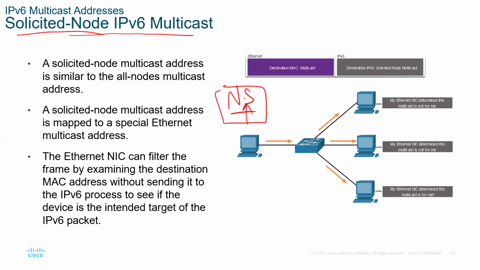Let me go through the text. We might get lost. A solicited node multicast address is similar to the all nodes multicast address. A solicited node multicast address is mapped to a special Ethernet multicast address. The Ethernet NIC can filter the frame by examining the destination MAC address without sending it to the IPv6 process to see if the device is the intended target of the IPv6 message. Let me try and figure out a way to explain what solicited node multicast is. Let me try to find an example.